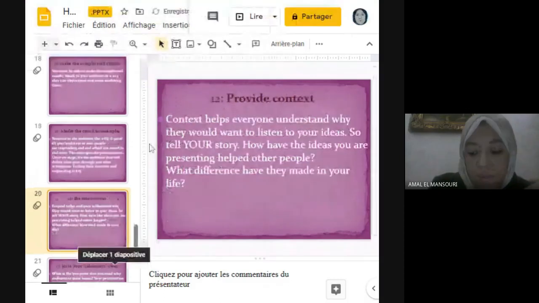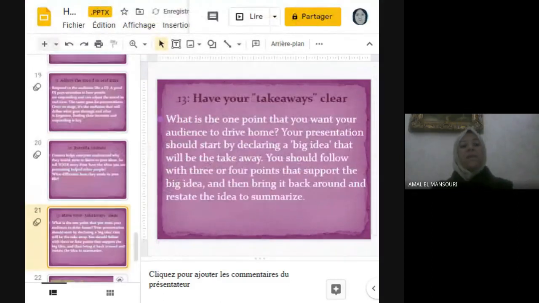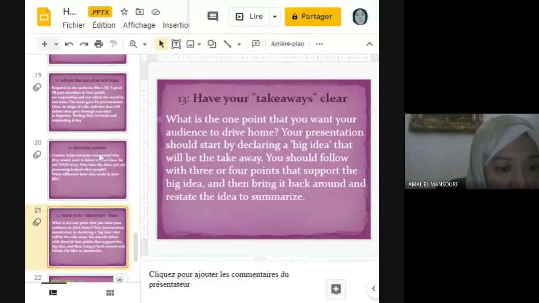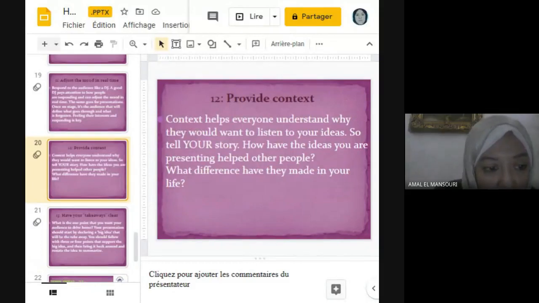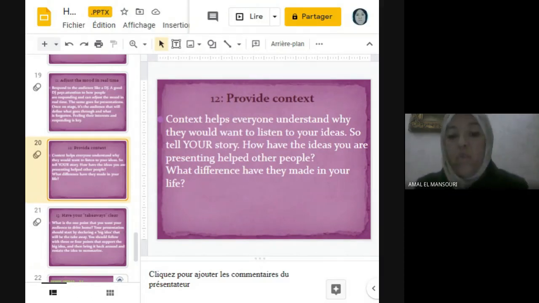Now, number 12, let me go back to number 12. Provide context. Context helps everyone understand why they would want to listen to your slide. So tell your story. How have the ideas you are presenting helped other people? What differences have they made in your life? The context you present will enable your audience to interpret your visuals the way you intended so that they can fully and easily understand your message.